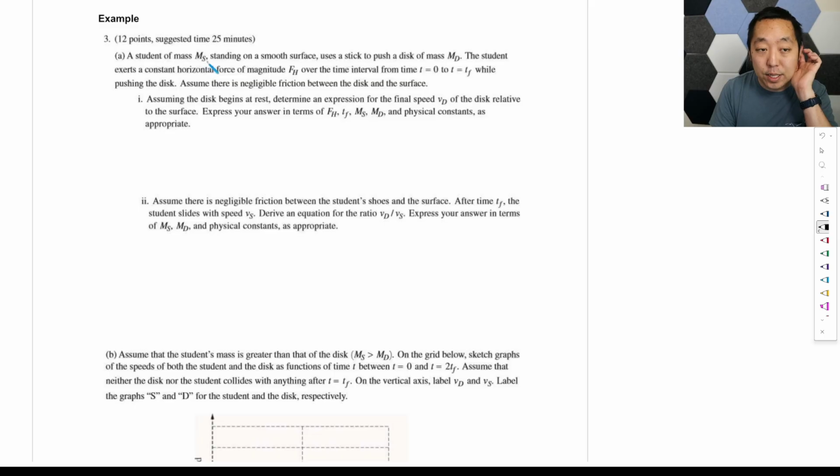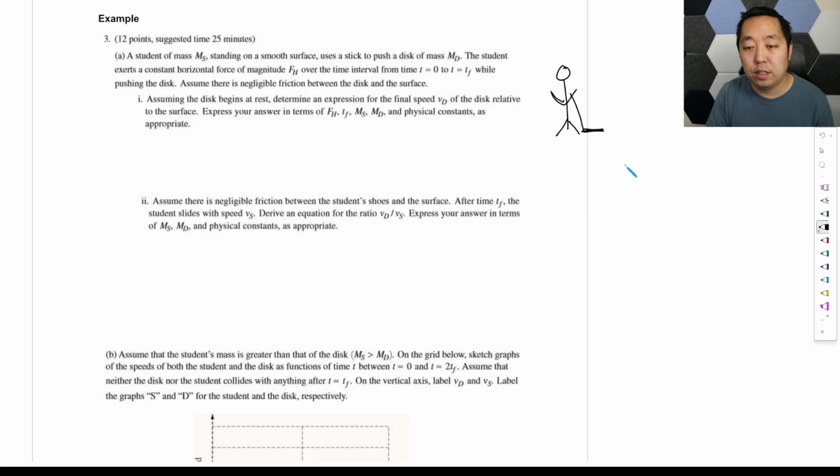A student of mass ms standing on a smooth surface uses a stick to push. So we have a student here. He's got a little stick here, right? And he has a mass ms, and he pushes a disc with mass md. Okay? So they're going to apply a force on each other, an FH this way, and then an equal and opposite force is going to act on the student, because when he pushes on the block, or the puck, or disc, it pushes back on him.